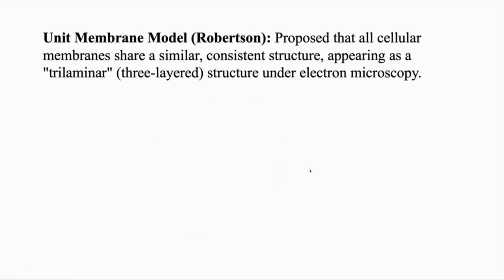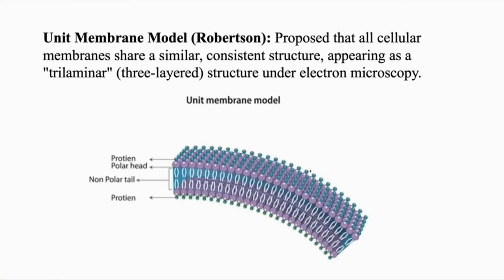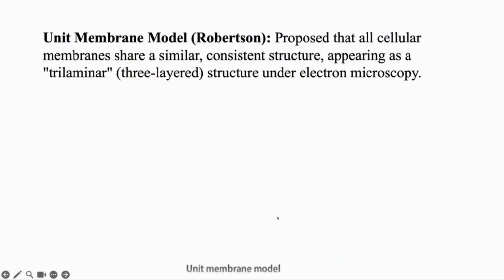The next one is the unit membrane model. It was proposed by the scientist Robertson. He proposed that all cellular membranes share a similar consistent structure appearing as a trilaminar. That means it will be a three-layered structure under electron microscopy. So this is the unit membrane model. Here you can see the phospholipid layer as well as the protein on the head of the phospholipids. So it is a trilaminar, three-layered structure of plasma membrane.